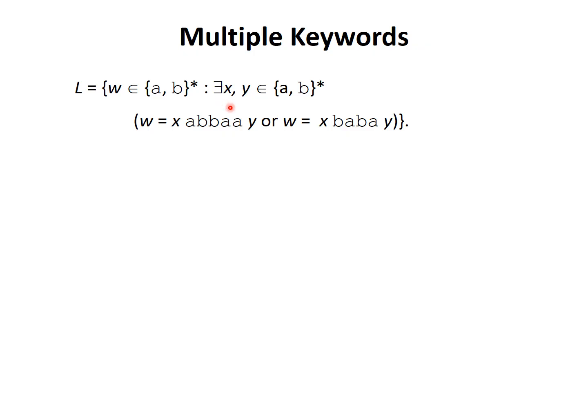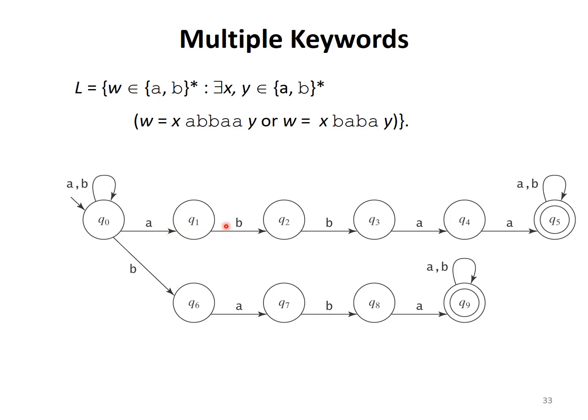Then there exist x, y belonging to {A, B}*, which is more or less similar to the previous problem. There are multiple keywords as given here. The first W either accepts this string or accepts BA, which is similar. This will be the first string combination, and the second combination will be this part. The first part will always start with A: A, B, B, A.